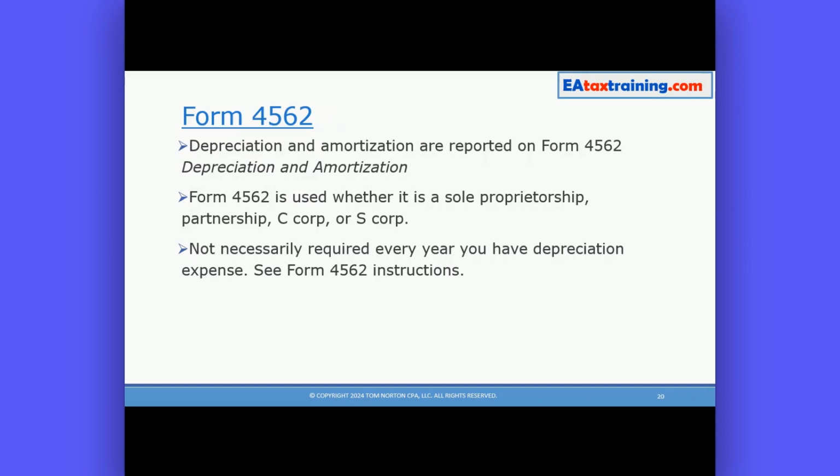Depreciation and amortization are reported on Form 4562. So if you do business tax returns, you will become very familiar with Form 4562. And you use the same form, whether you're talking about a sole proprietorship, a partnership, a C Corp, or an S Corp. It's all done on 4562. And you don't necessarily have to do a 4562 every single year. Now, if you buy new equipment that you are depreciating, you are going to have to do the 4562. But if you haven't bought anything or sold anything in the past year, there's a good chance you don't even have to do a 4562. You still take a depreciation deduction. You just wouldn't have a Form 4562 that goes with it. So you would look at the form instructions to see that.